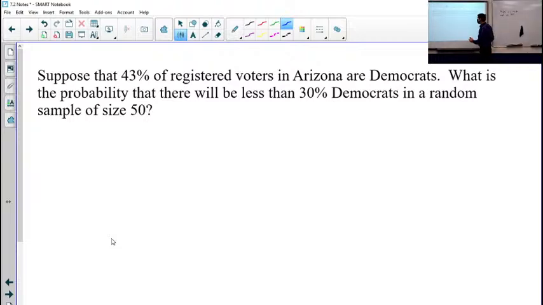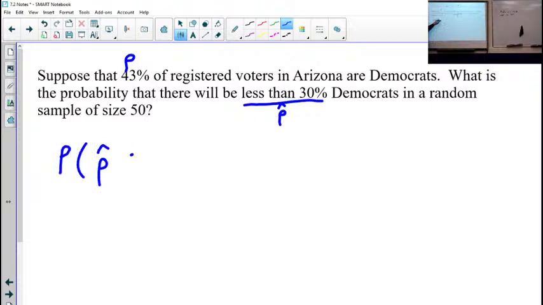So let's take a look. This is P. And then we want to know about less than 30% for P hat. So we are trying to find the probability that P hat is less than 0.3. That is what we're looking for.